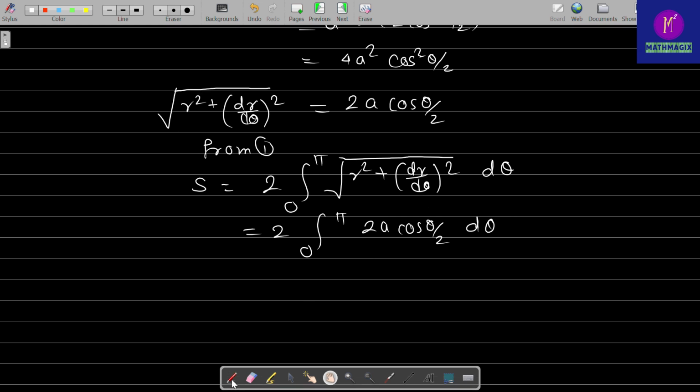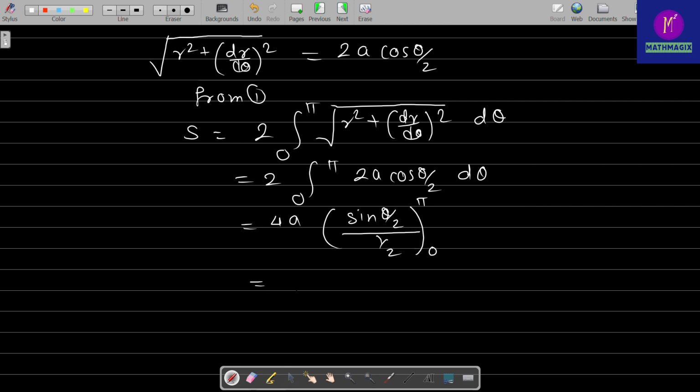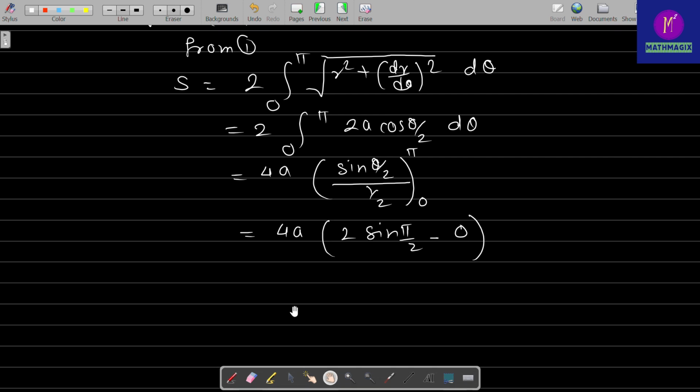Here 2a is constant, so we can write it as 4a, and the integration of cos theta by 2 is sine theta by 2 upon 1 by 2 d theta with the limits 0 to pi. Let us substitute the limits now. So we will get 4a, this 2 will come up and we will have first term as sine pi by 2 minus sine 0, which is 0. So this is equal to 4a into 2, sine pi by 2 is 1. So the final answer that we will have here is 8a. So 8a is nothing but the perimeter of a cardioid, or you can say the length of the cardioid.